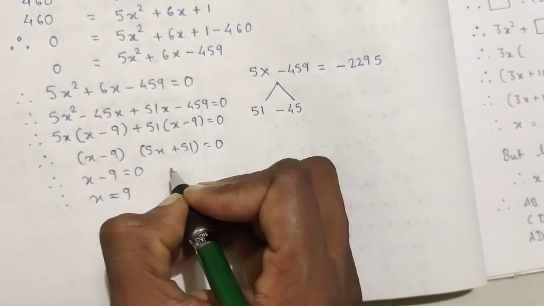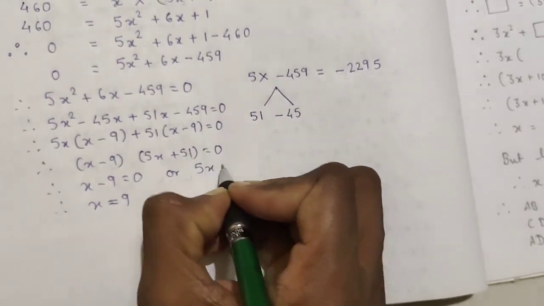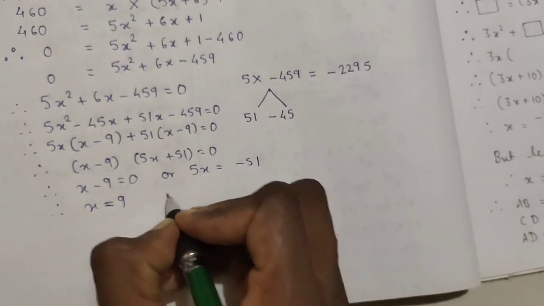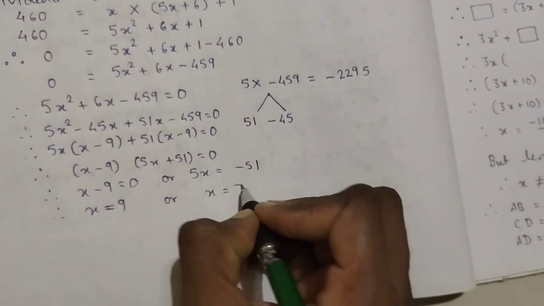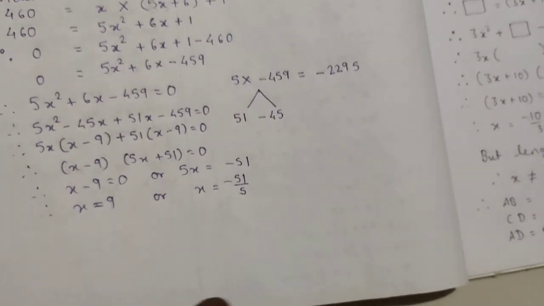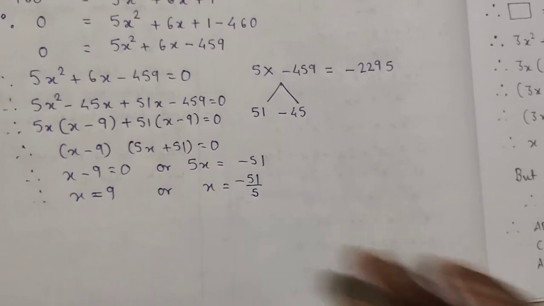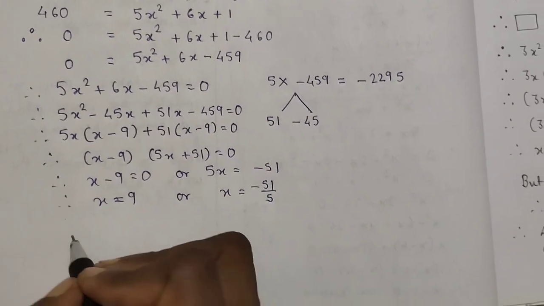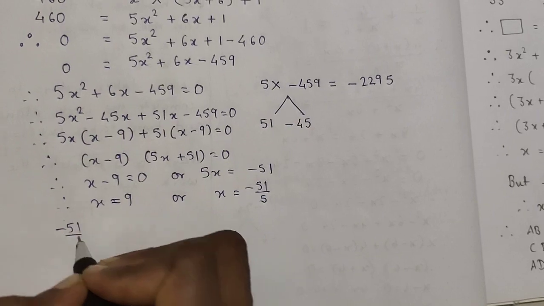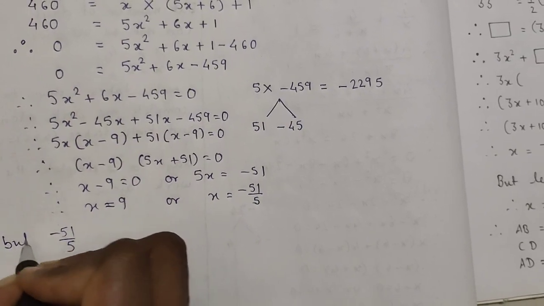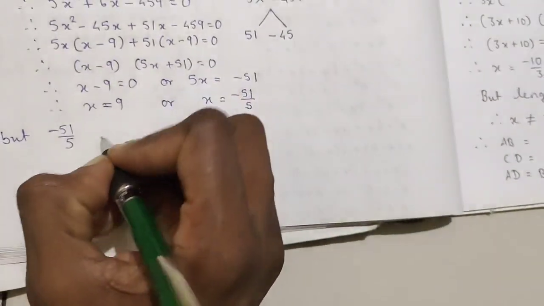Here you got x is equal to 9, and if you simplify the other factor, you are going to get x is equal to -51 upon 5. So this is a negative number, right? So you can write that -51 upon 5 is not a natural number.